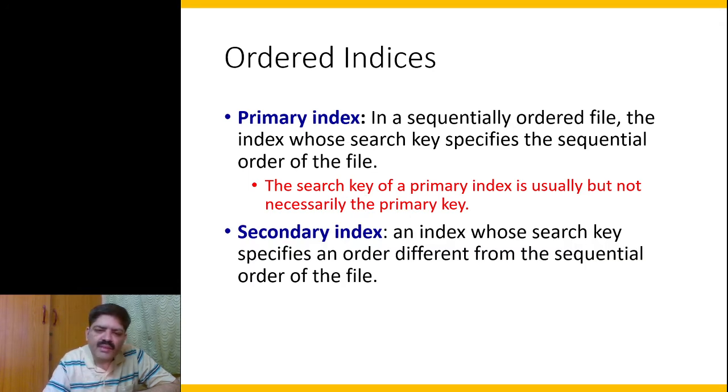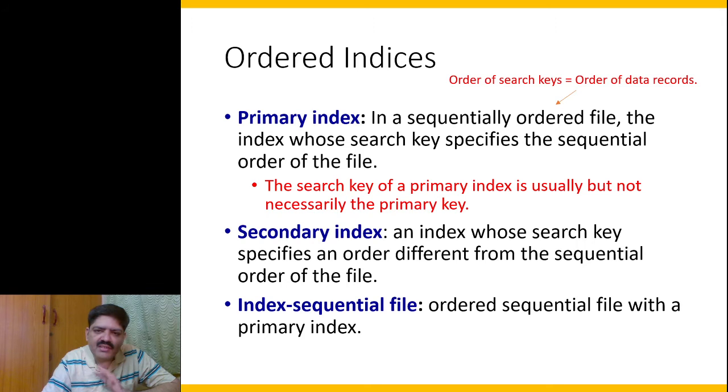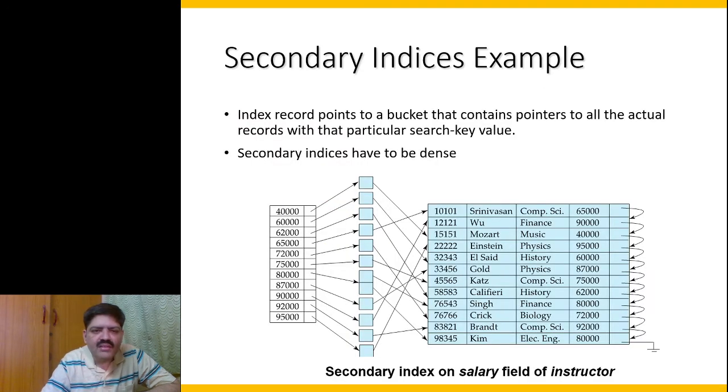Secondary index: an index whose search key specifies an order different from the sequential order of the file. We call such files index sequential files when an ordered sequential file has a primary index. Well, so let me just repeat. In this case of primary index, the order of search keys is the same as the order of data records. So here is an example. Hopefully this should make everything clear to you.